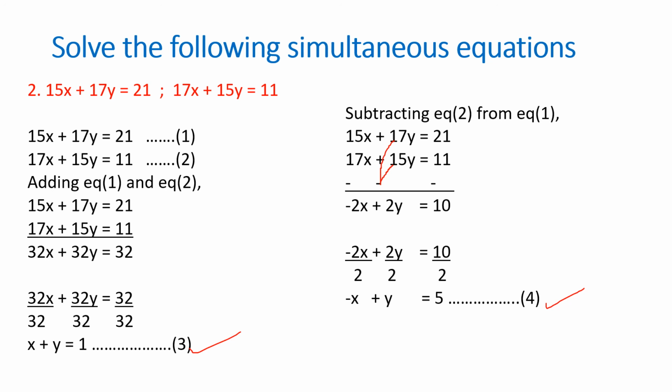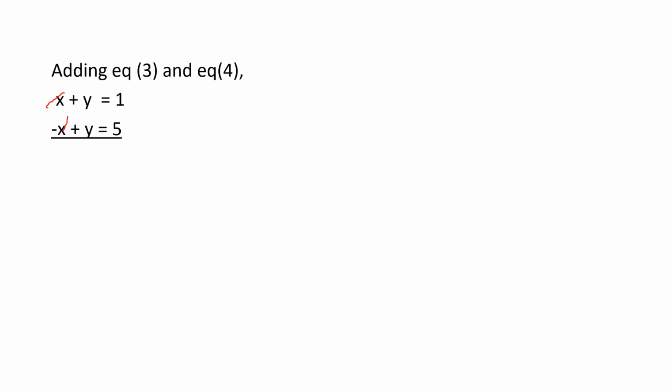Now again I'm going to add equation 3 and equation 4. Equation 3 was x plus y is equal to 1, and equation 4 was minus x plus y is equal to 5. So now I'm going to add. What will happen? x and minus x will get cancelled because they are with the opposite sign. So you will get only 2y is equal to 6. Now when 2y is equal to 6, y will become 6 upon 2, which will be 3.